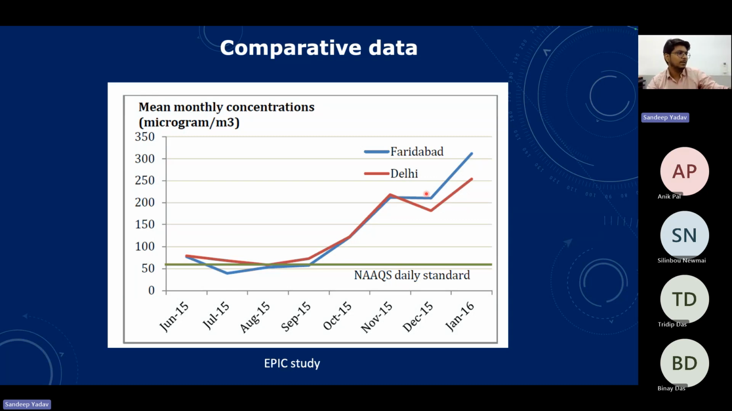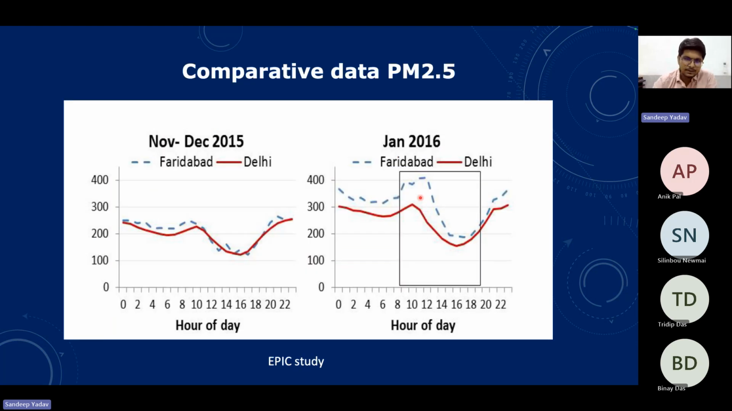One is without the implementation, and the second one is with the implementation of the odd-even policy. Majorly we can see a gap at different hours of the day. We can clearly see a PM 2.5 pollution reduction in Delhi with the implementation, because of reduced traffic. So that has been a good example of that.